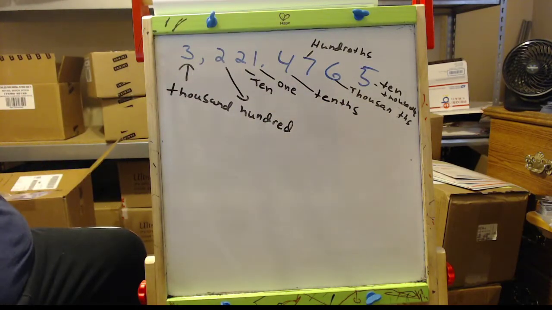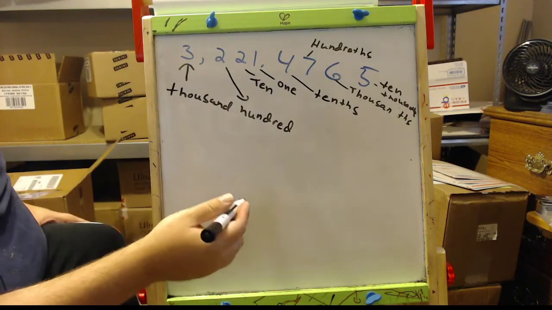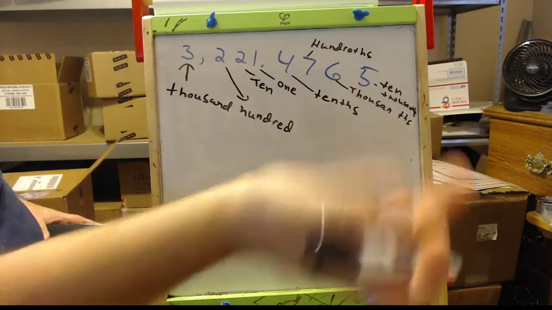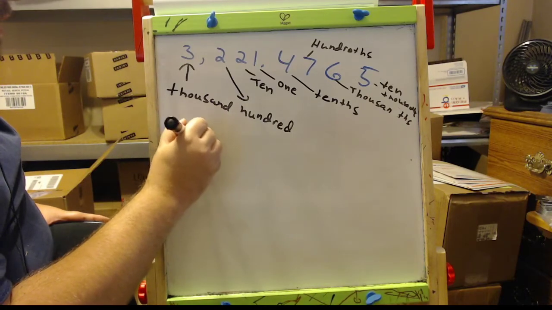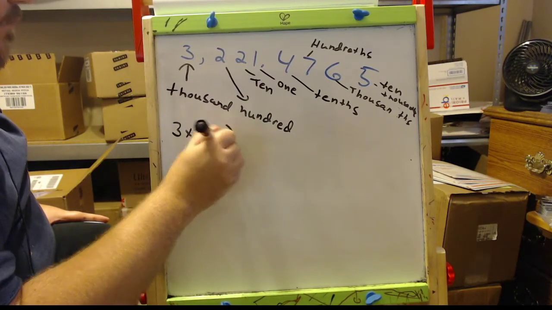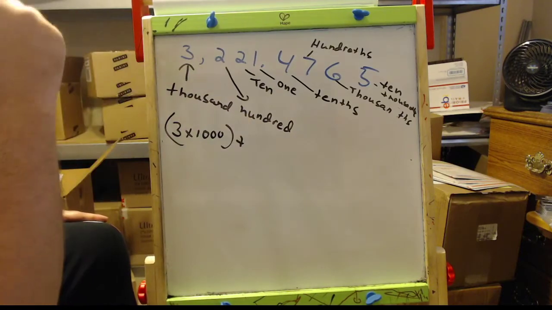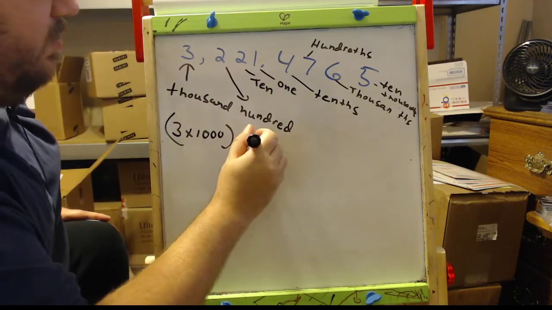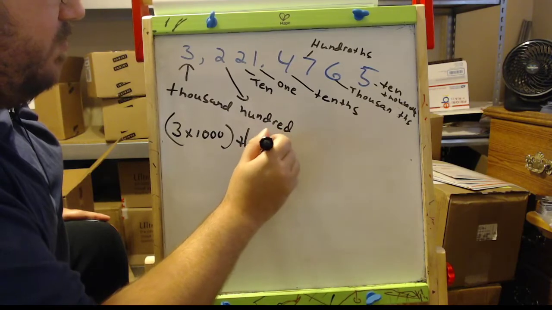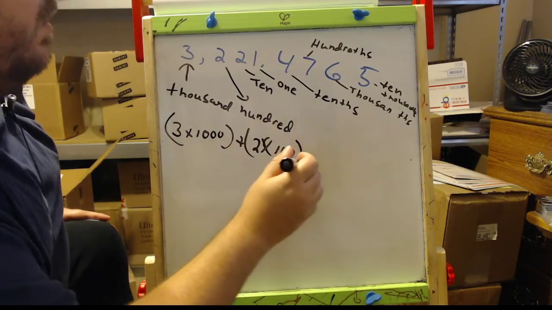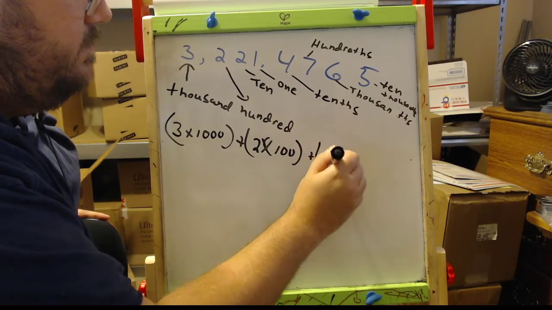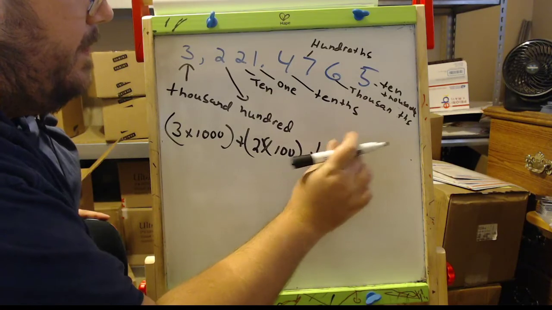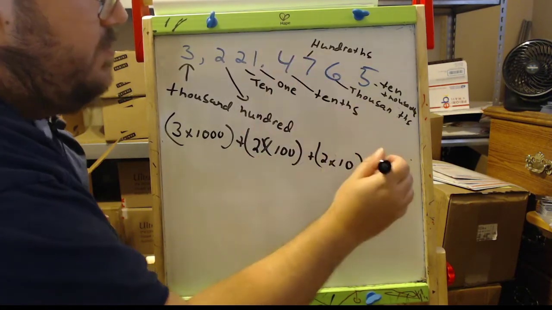So what the book that was used to make these lectures does is expand this into a notation. It takes the 3 and says, well, since I'm in the thousand spot, it's really 3 times 1,000 plus 2 times 100 plus 2 times 10 plus 1 times 1.